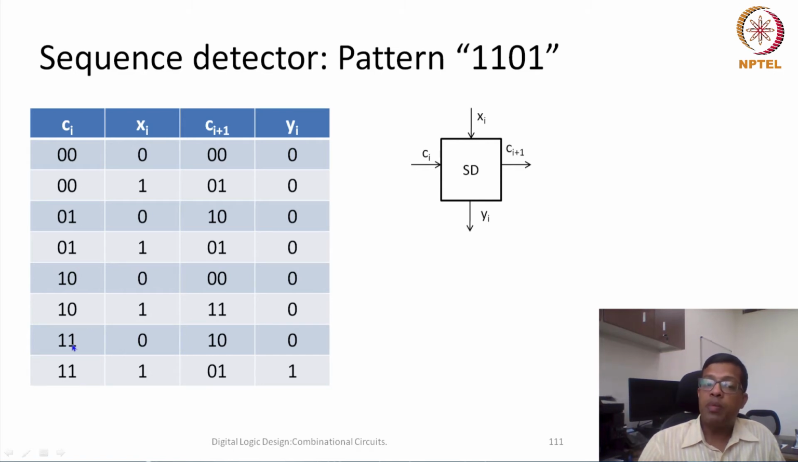Now if 3 bits have already matched and the current input is 0, it becomes 0 1 0 1. That is of no use, but we can still say that 2 bits have already matched. We can utilize that, and so the state will become the second state, which means 2 bits have already matched. Now if 3 bits were already matching and the current input becomes 1, the output will be 1, and the next carry output would be only a single bit matched, so 1 1 0 1.